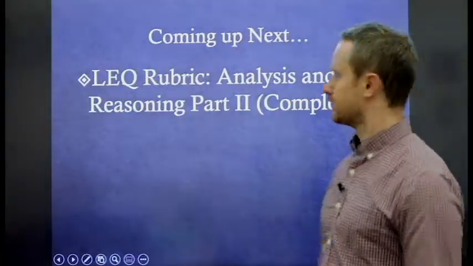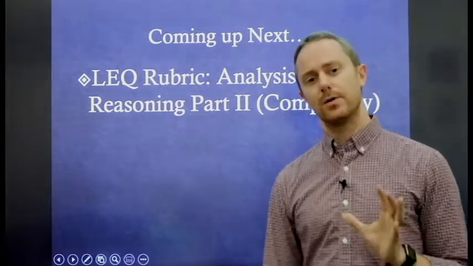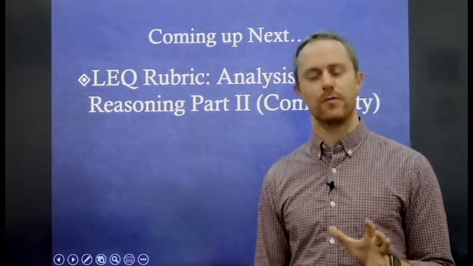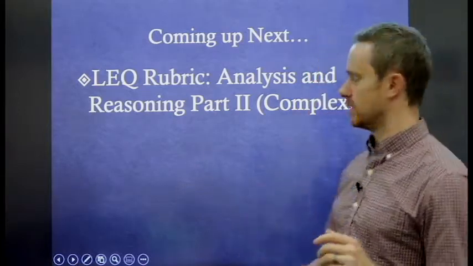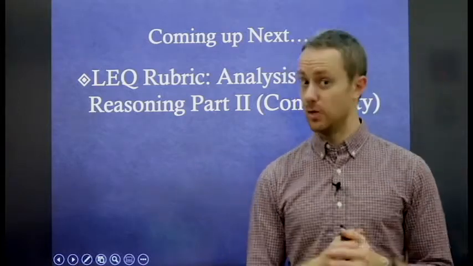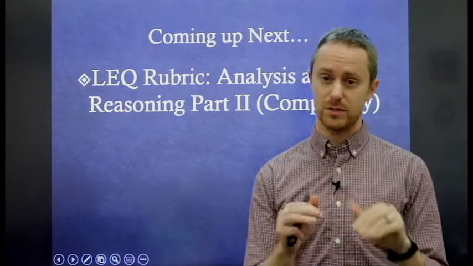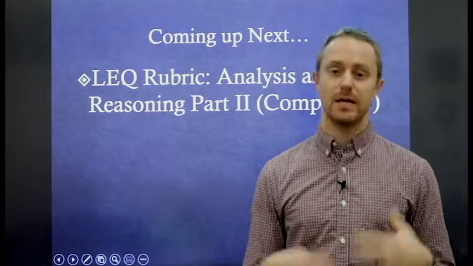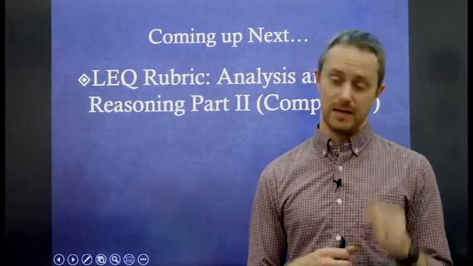Okay? Now, the next one is going to be a doozy. This is probably the most difficult point for most students to get, and that is the point called complexity. Analysis and reasoning, part 2. This is also known as the unicorn point. So at this point in the video stream, I want you to just pause, ask some questions, get some feedback, let me know how I can help. We'll tackle complexity in the next video.